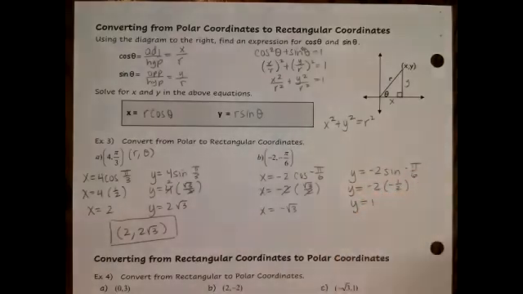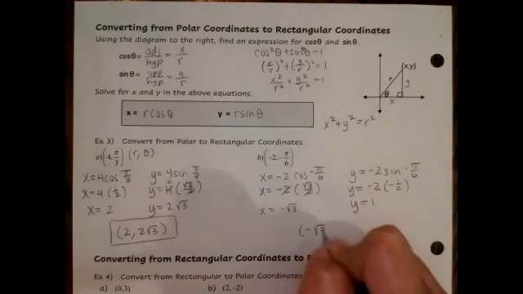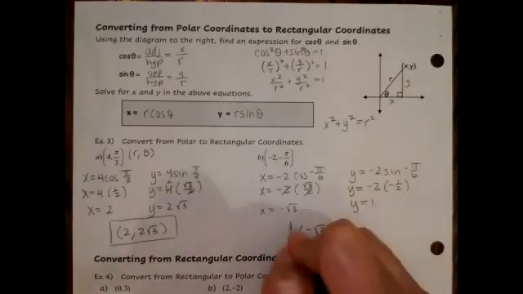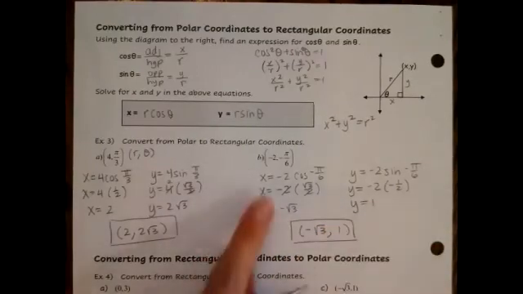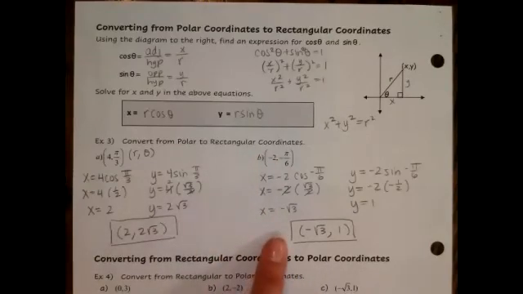And so that becomes a positive 1. And so our ordered pair there is negative root 3 and 1. So we changed it from the polar coordinate to its matching rectangular coordinate.